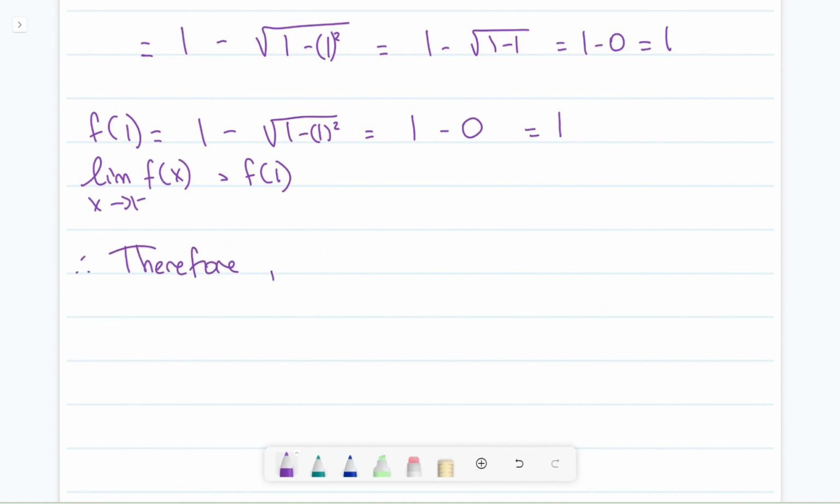So we write, therefore, f of x is continuous. Don't forget to mention the interval, which is negative 1 till 1.